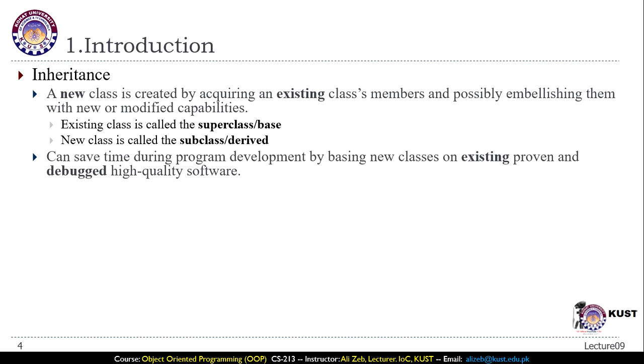Why do we need to use inheritance? It can save us time. It can save us the development time. Instead of rewriting the code, we can reuse the code. We can simply inherit the code into a new class, and it can also save us from debugging an already existing code that we have. It might be a good quality software that we have, and instead of rewriting the entire code, we can reuse this code with additional capabilities.